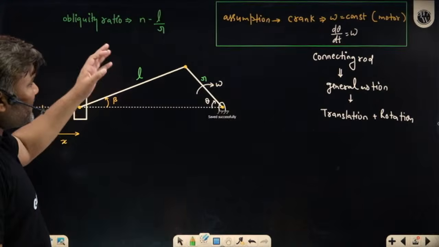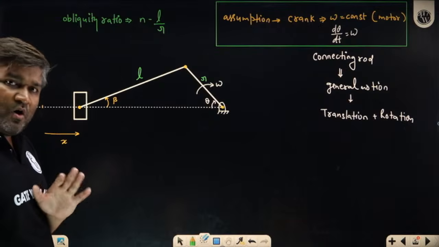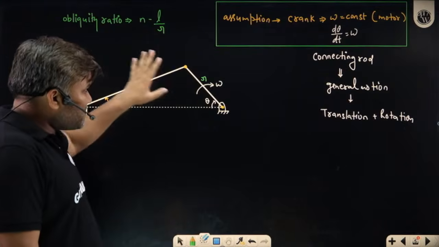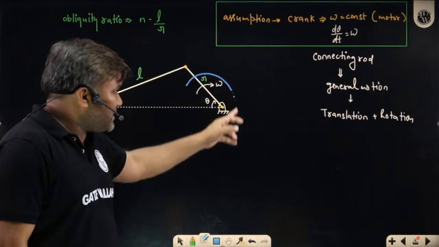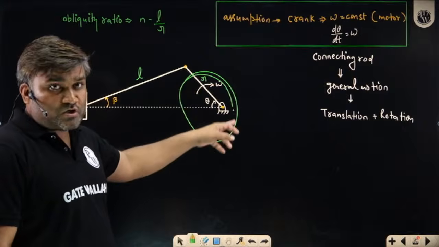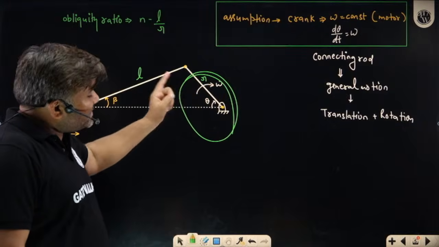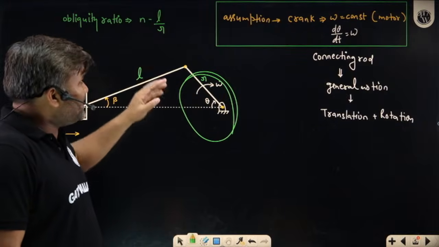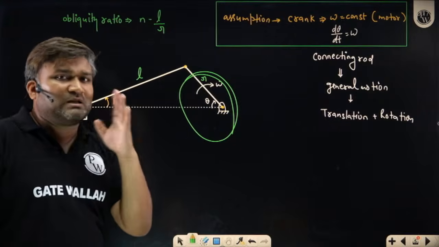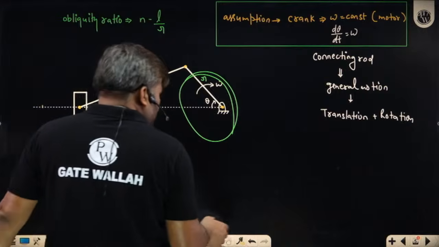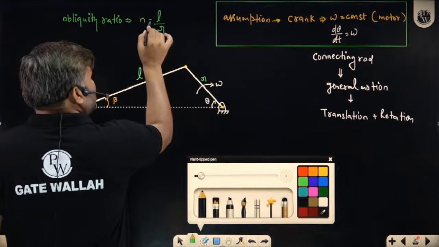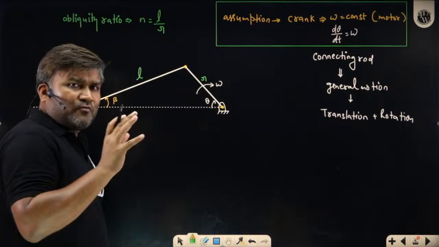Generally, this value of L by r is more than 1. Obviously, we have already studied this: in this single sided crank mechanism, if the crank has to do a complete rotation, then r must be smaller than L. So obviously L will be larger, r will be smaller. So the value of L by r is more than 1. And most of the time, generally this value is of the order of 4, 5.